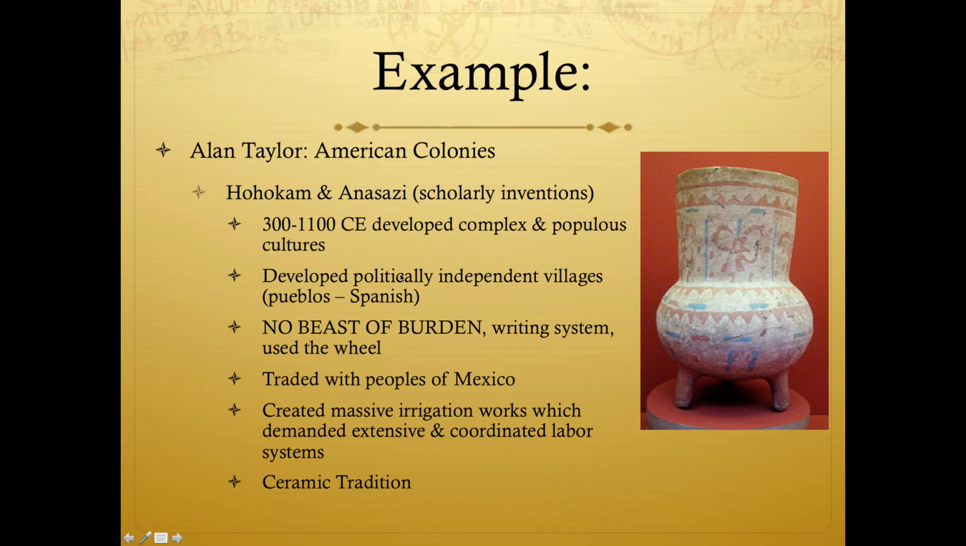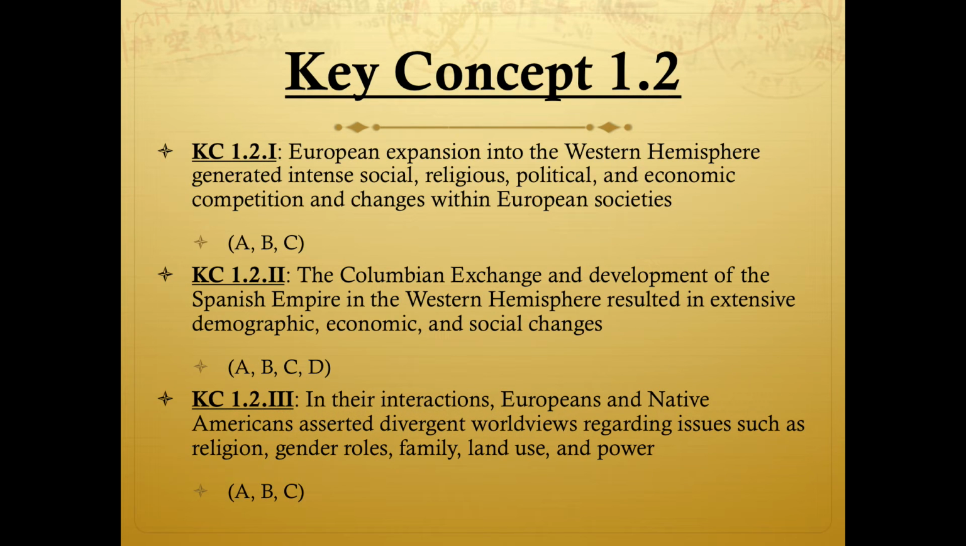Look here at their ceramic tradition. This is how we know a lot about their histories, from the pottery that we find left behind. That's technology. In order to do something like this, you have to have a form of technology. Again, showing that the Indians throughout the Americas are highly advanced, but they're going to be very different than what Europeans are used to. Key concept 1.2 gets into the expansion of Europe as it comes into the Western Hemisphere.